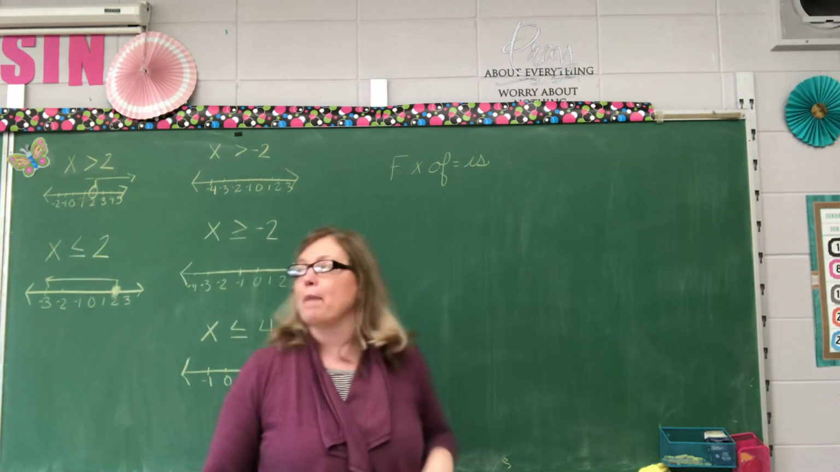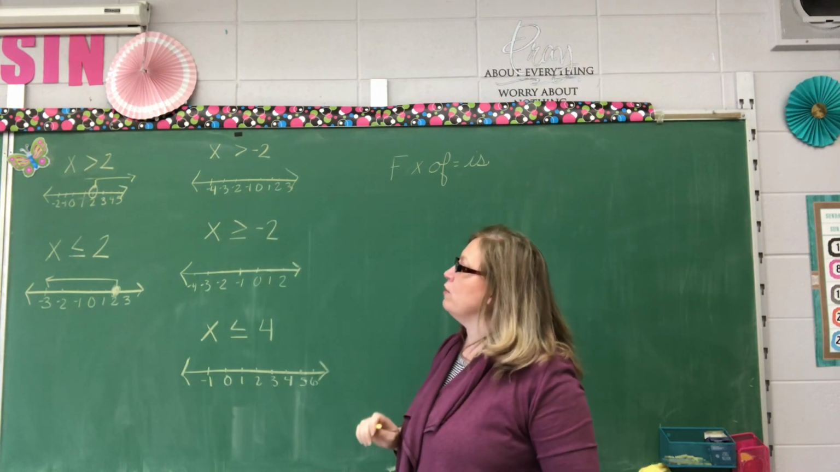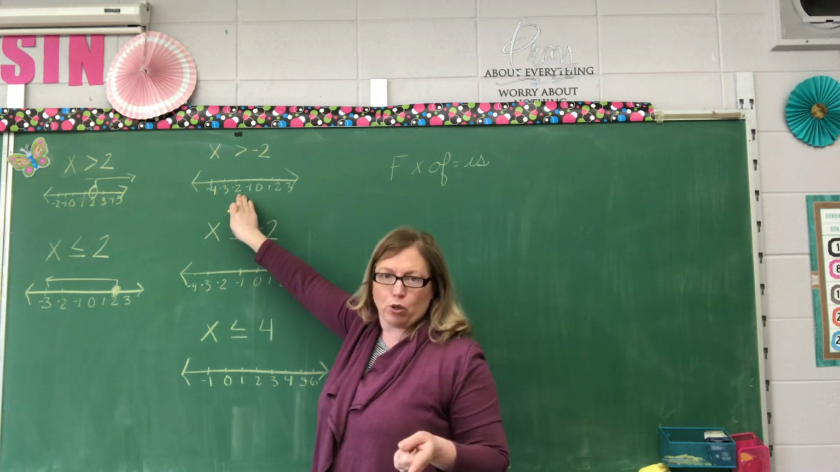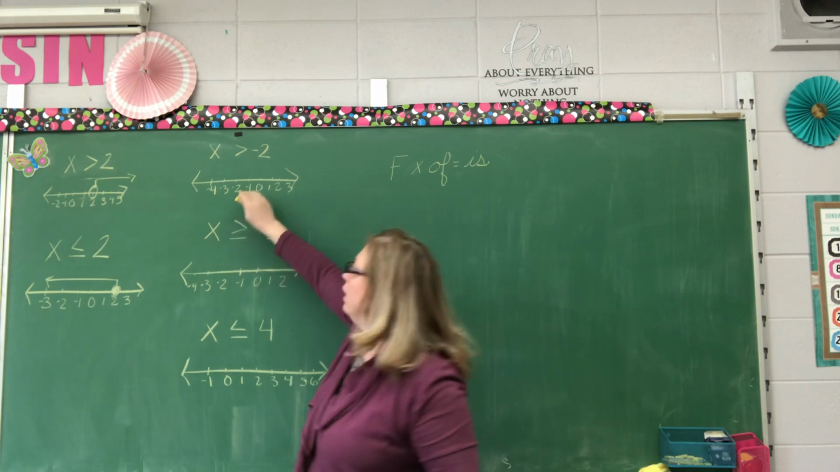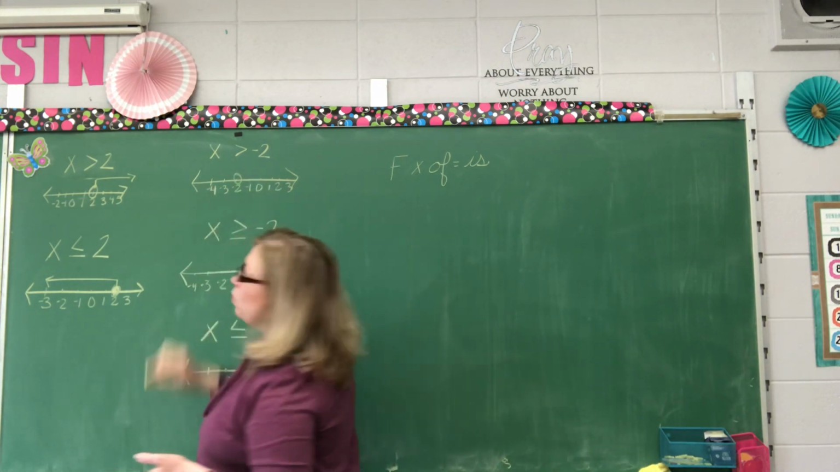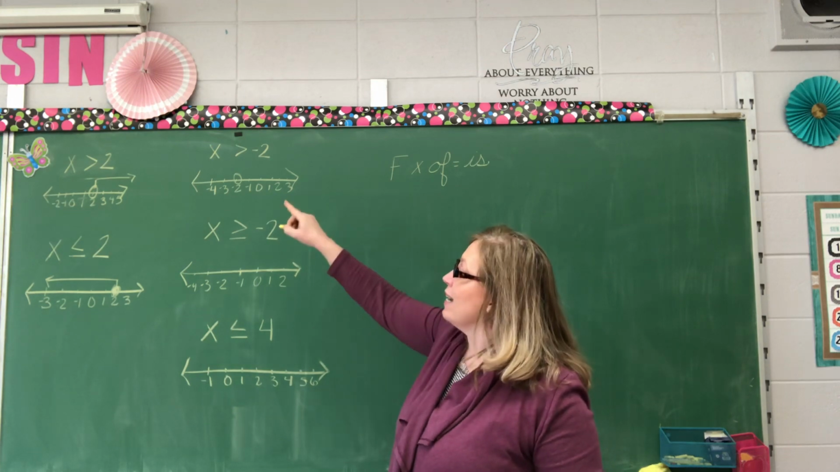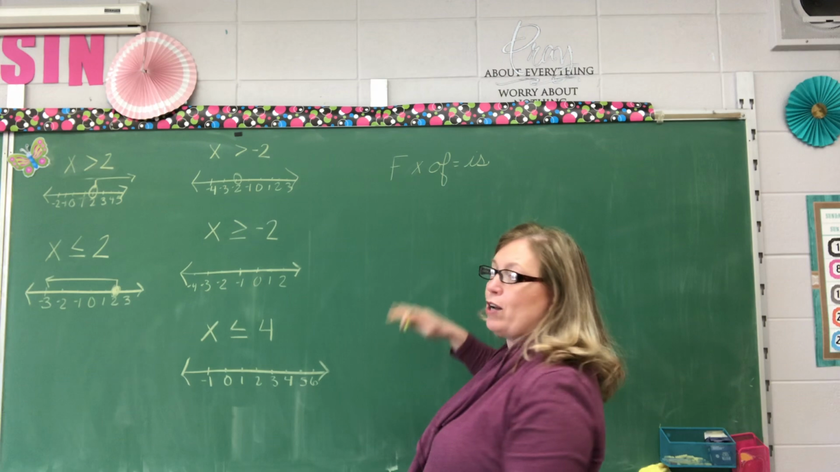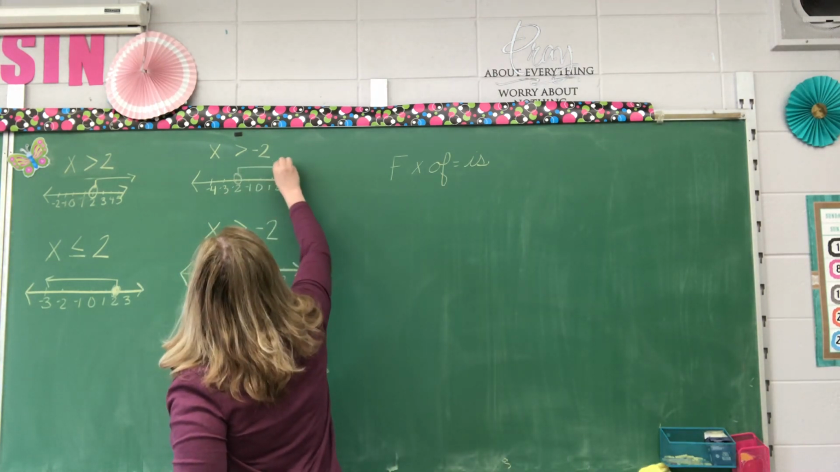Let's look at the top. We have x is greater than -2. So I'm going to find -2. Would I circle it or would I fill it in? I would only circle it, okay? Because I don't want to include the -2 because it's not equal to -2. So x is greater than -2, so do I go to the left or do I draw to the right? Since it's greater, I'm going to draw to the right.